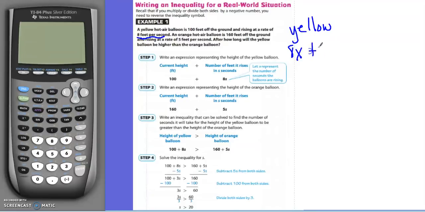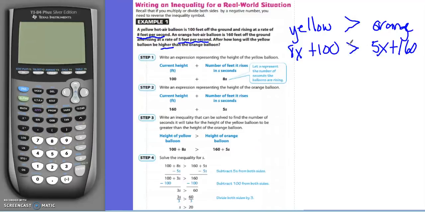The initial is 100. Then it says an orange hot air balloon is 160 feet off the ground and rising at a rate of 5 feet per second. So we have an orange hot air balloon at a constant rate of change of 5 feet per second and an initial of 160. It says, after how long will the yellow balloon be higher than the orange? So we want the yellow to be greater than the orange. So this is the inequality that we're looking at.